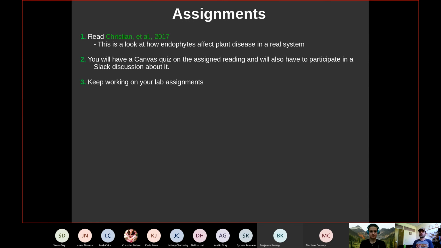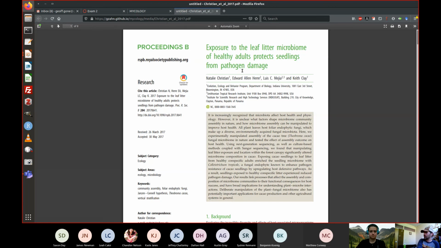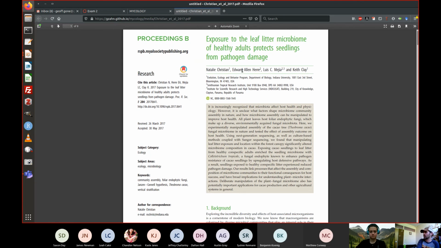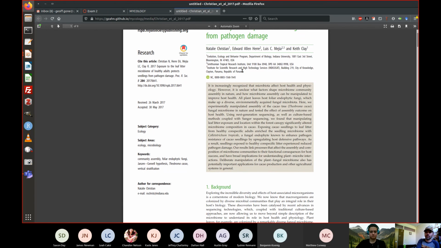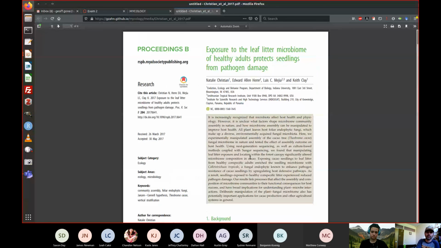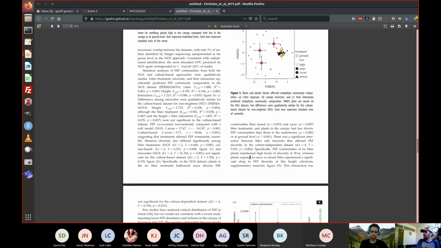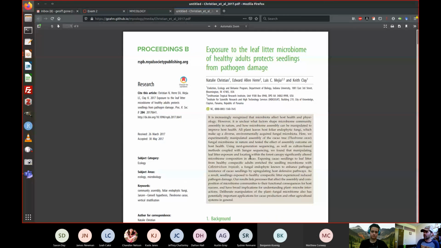All right. So the reading assignment this time is Christian et al., 2017. And this is a really fun paper. Exposure to the leaf litter microbiome of healthy adults protects seedlings from pathogen damage. Okay. So this is important for you if you like chocolate, because cacao trees. And she worked on, as a grad student, this paper basically trying to figure out what was going on with the endophytes in cacao trees and how it helped them prevent or resist disease. So it's a lot easier of a paper to read than the last one, probably. And it's important if you enjoy hot cocoa. Any questions?